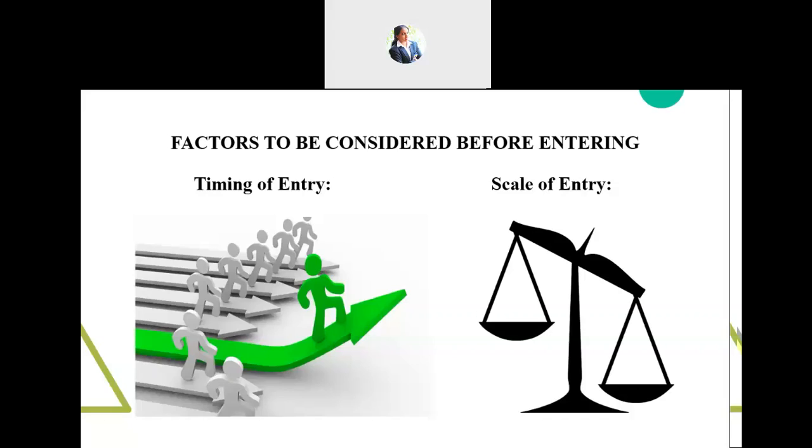But usually when we compare large scale entry and small scale entry, the lack of commitment which is associated with the small scale entry will always make it more difficult for the small scale entrants to build a market share or to capture the first mover advantage.